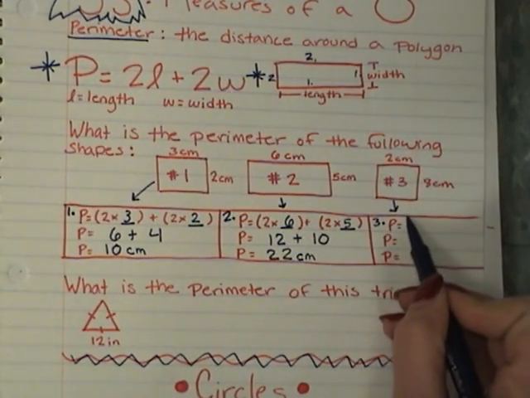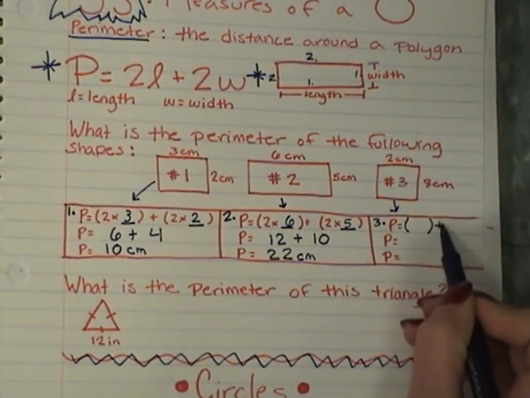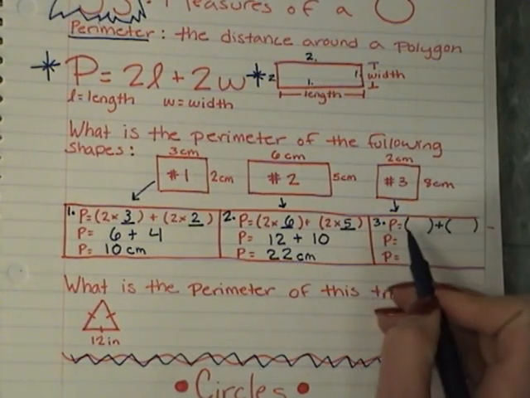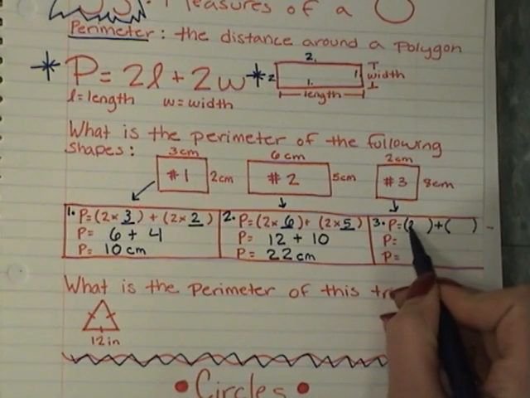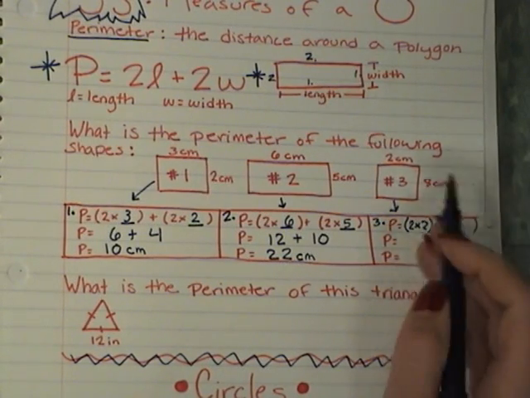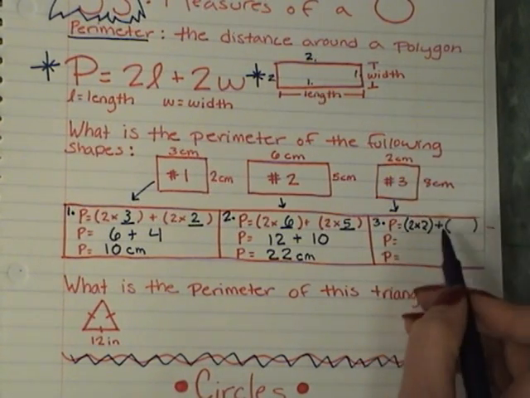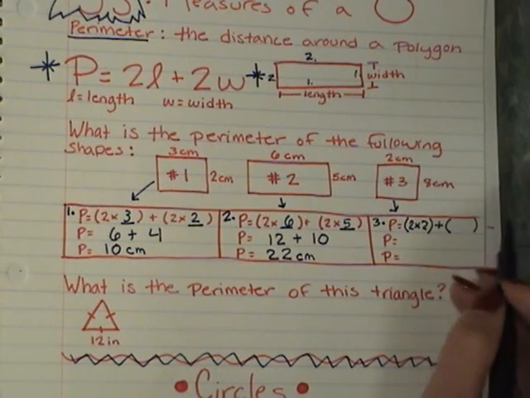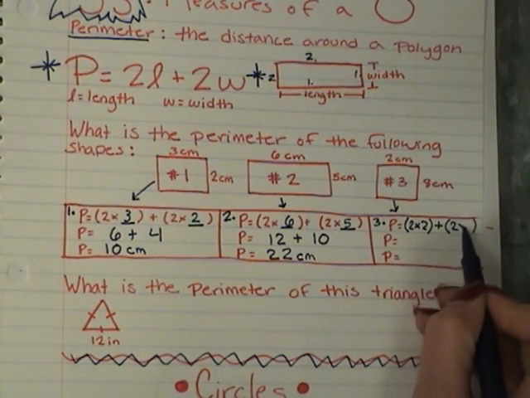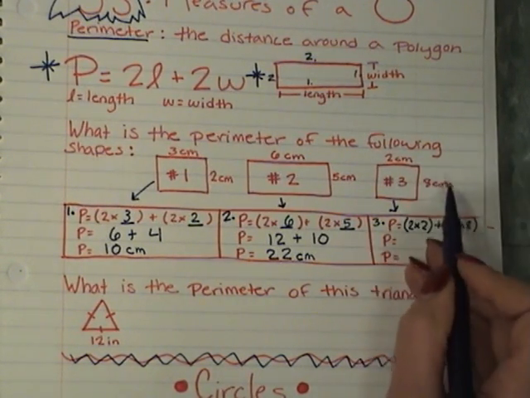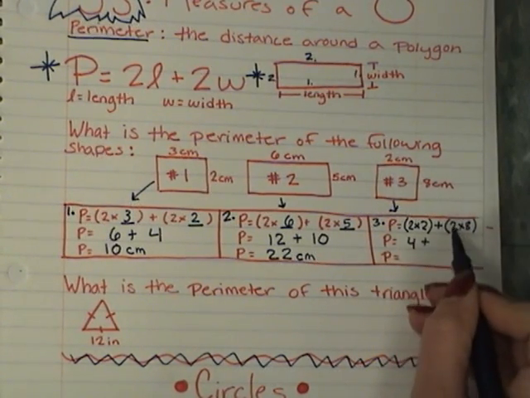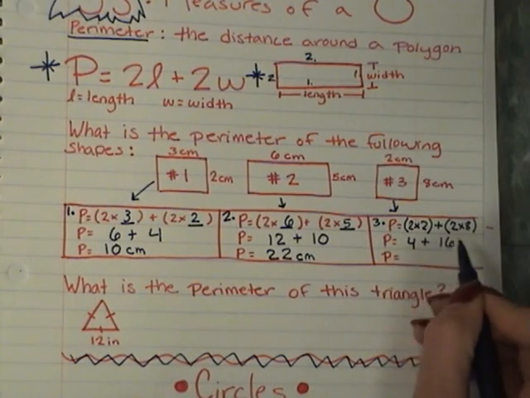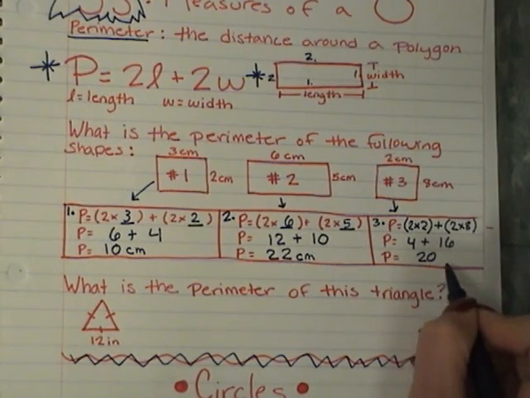Okay. So I'm going to draw my parentheses. Adding parentheses. Okay, so first I'm going to find my length, and my length is 2 centimeters. So I'm going to do 2 times 2, because remember it's 2 centimeters, but I have 2 of them. I'm going to find my width, which is 8 centimeters. I'm going to do 2 times 8, because remember I have 8 centimeters, but I have 2 of them. 2 times 2, 4. 2 times 8, 16. When you add those together, you get 20 centimeters.